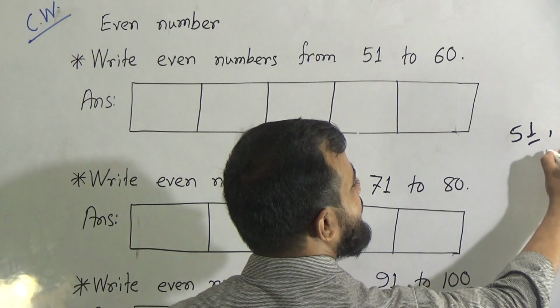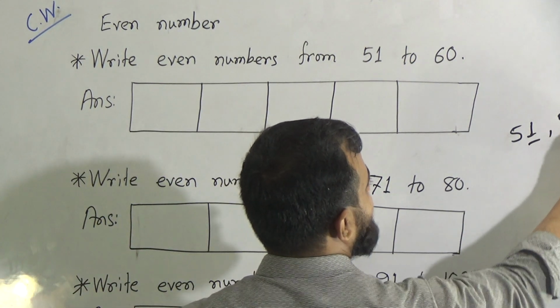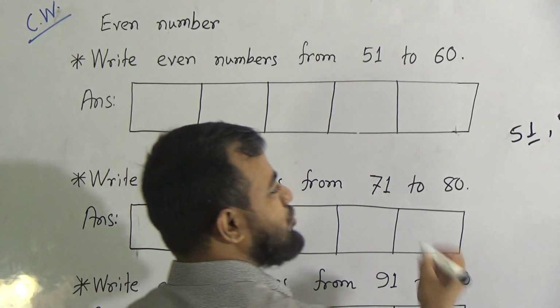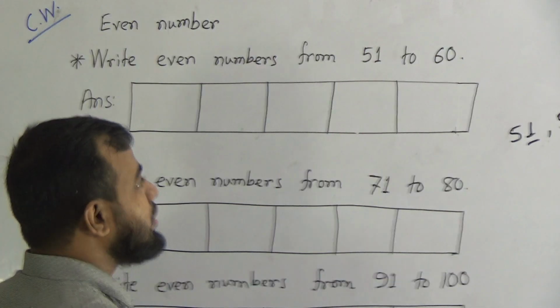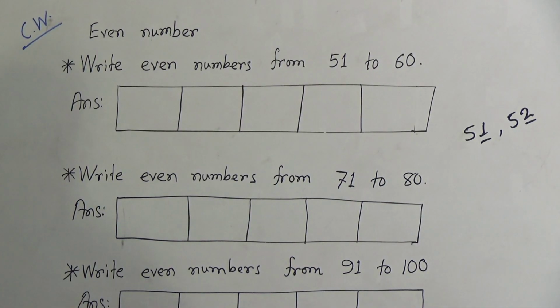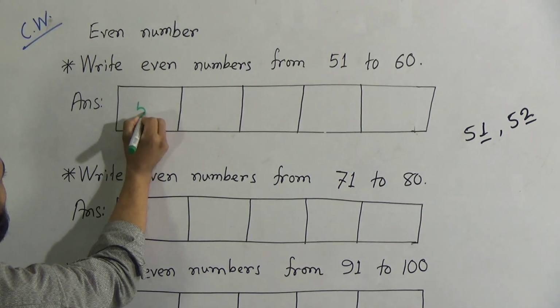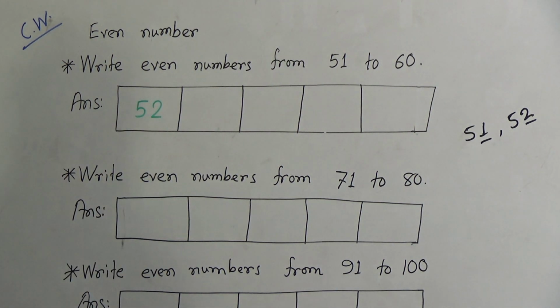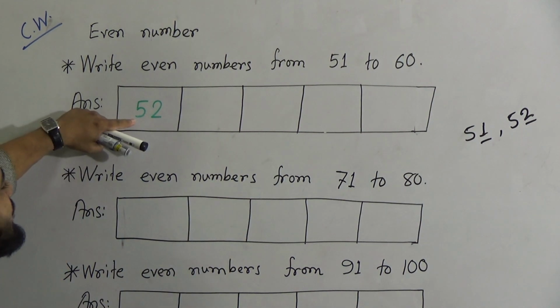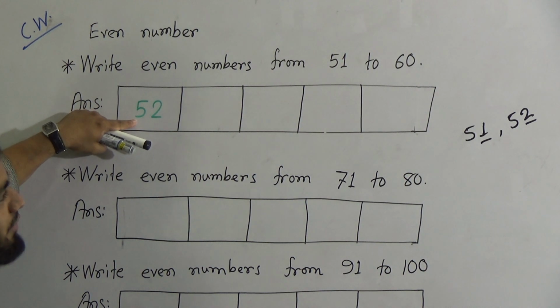The next number after 51 is 52, and 52 has 2 in the ones place. We know that 2 can make a pair and 2 is an even number. That's why 52 is also an even number. That means we should write down 52, the first even number for this question. It's 5 and 2. We know that even numbers come after every one number. So 52 is the first even number for this question.